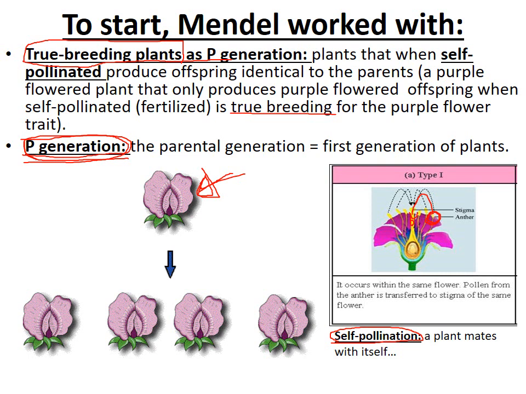And what he noticed when he did this self-pollination is that whenever you bred purple with purple, all the kids ended up being purple. Whenever you bred pure breeding white with pure breeding white, all the kids ended up being white. Whenever you had, let's say, pure breeding green peas with pure breeding green peas, then all the kids ended up being green. That was his first general observation that he made about doing mating between pure breeding individuals of the same variety.